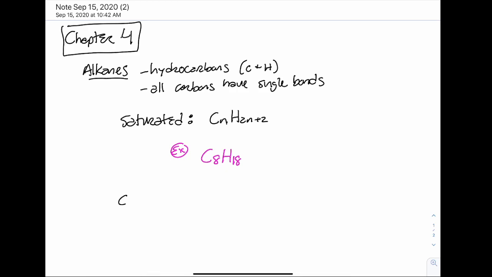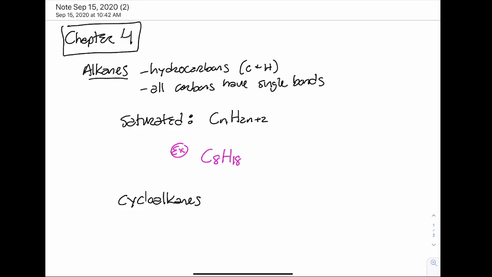So we could also have cycloalkanes. And remember, cycloalkanes, they're still alkanes, so still just carbon and hydrogen. All of the carbons still have single bonds between them, but they're forming a cyclic structure. When they do that, they're no longer saturated. They're not going to follow that formula, right?